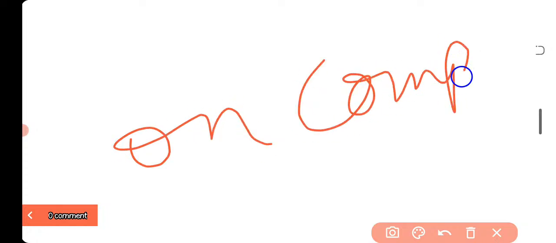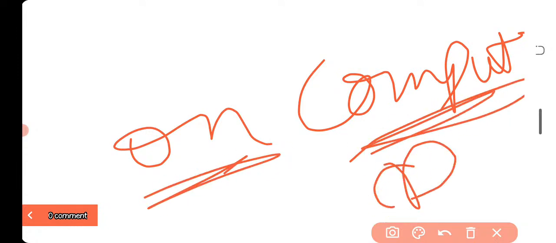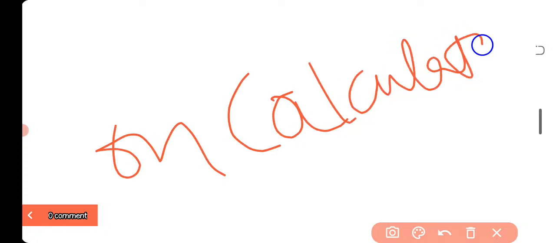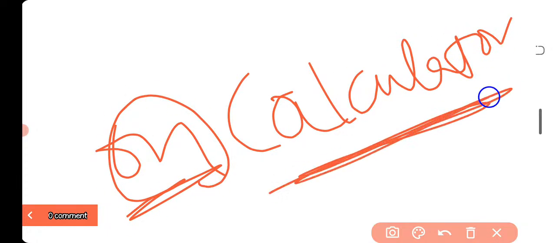Next example is I'm working and learning on computer. Computer is the device, and on is again used here. Next one is I solved all questions on calculator. On calculator, again. So these are all kinds of uses of this preposition.